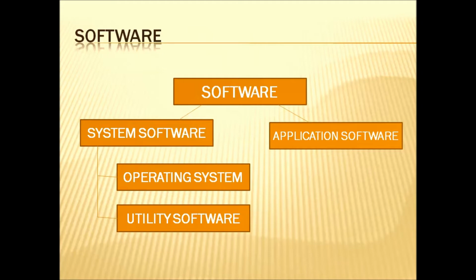See, software, there are two main types of software. One is system software and the other one is application software. The system software is again subdivided into operating system and utility software. I'll tell you again, there are two main types of software, system software and application software. The system software is subdivided into two categories, operating system and utility software. Now we will see about these things in detail.